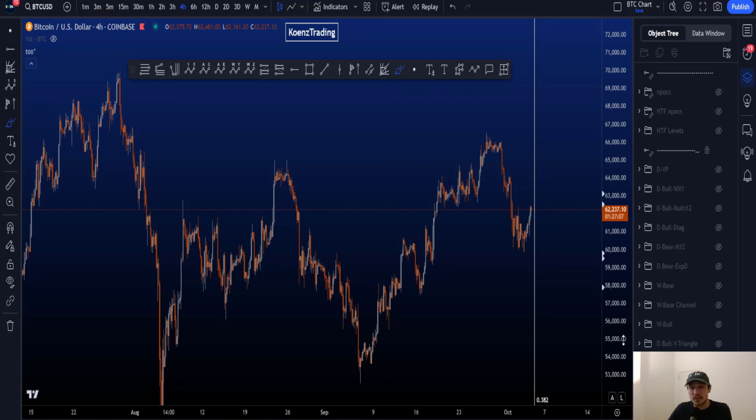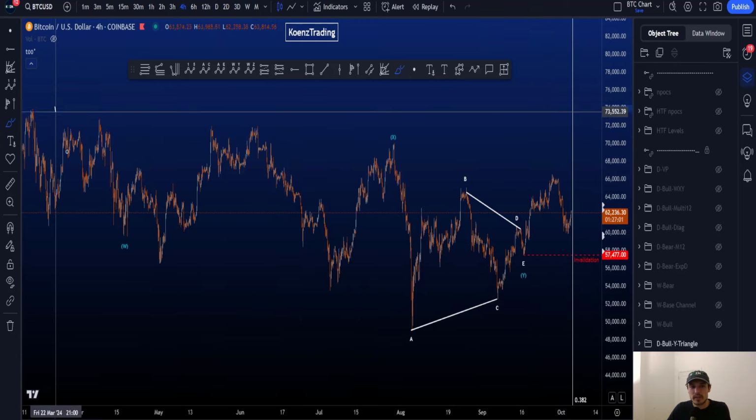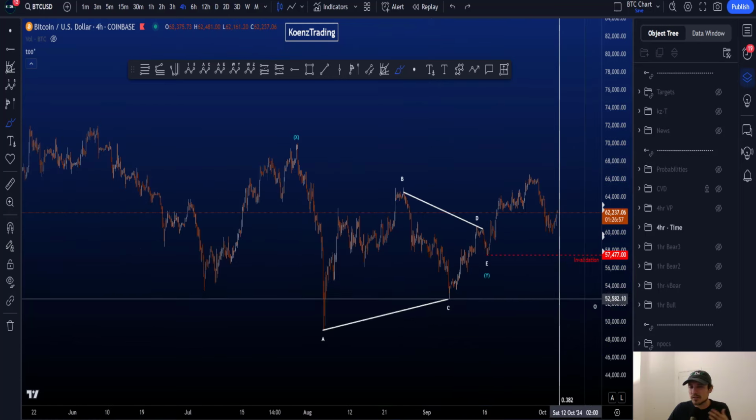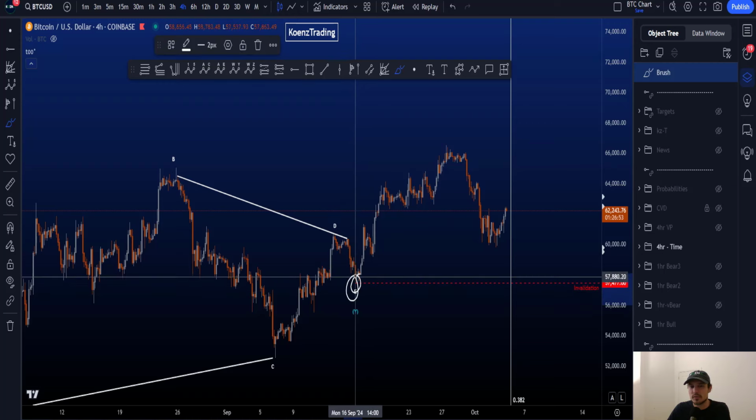Arguably, the only scenario that fits from a time perspective is a scenario where we have a bigger WXY on the daily, so a 3-wave structure, with a triangle in a wave Y. Now, a triangle in Y is also not common, and this is then the end over here of your wave Y.